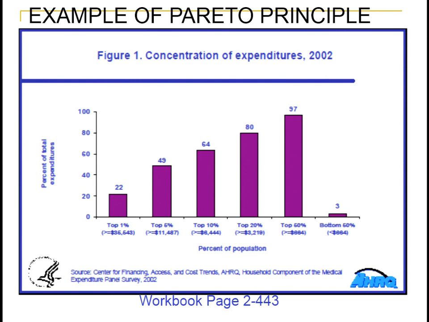Costs and use of resources follow the Pareto principle. This is very, very important when you're trying to utilize your time and personnel resources to the best of your abilities. That principle says that 20% of the subjects will use 80% of the resources. And healthcare expenditures follow that very well.